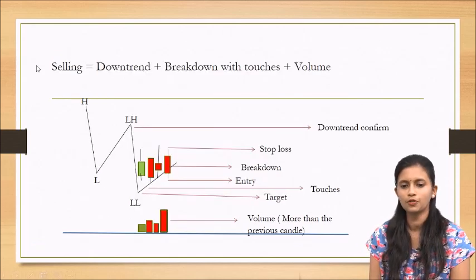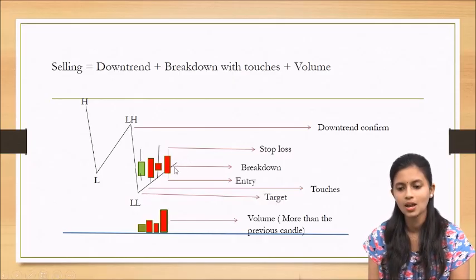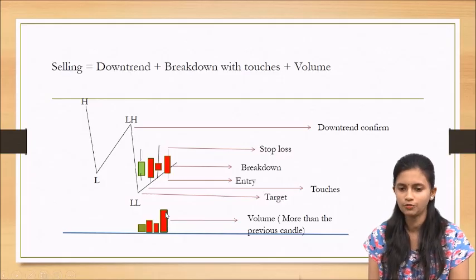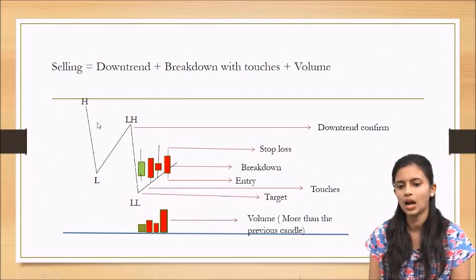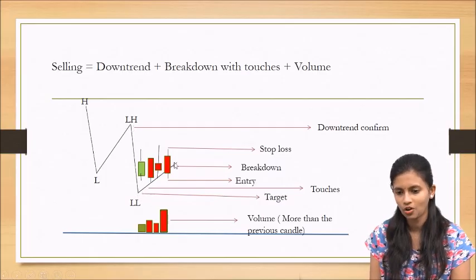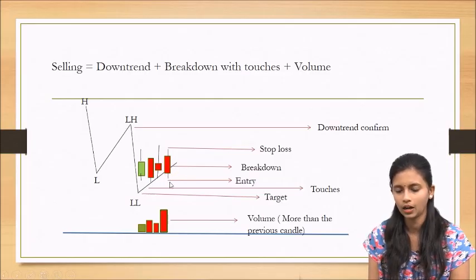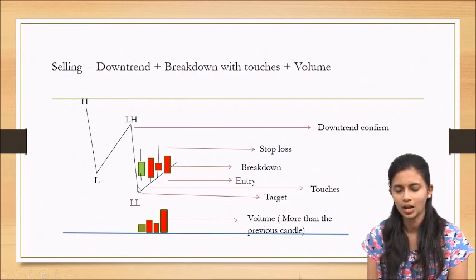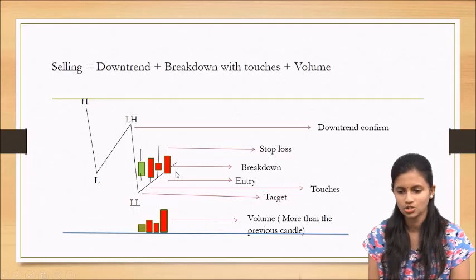Now, if you are looking for a selling opportunity, then there has to be a proper downtrend, plus a proper breakdown with touches, and volume confirmation. Downtrend means high, low, lower high, lower low, right? You are drawing a trend line like this. Again, there has to be a minimum of 3 touches, and a breakout should be there. Here you can see there are 3 touches. Here it has come very early, in this example, so these touches are fine.